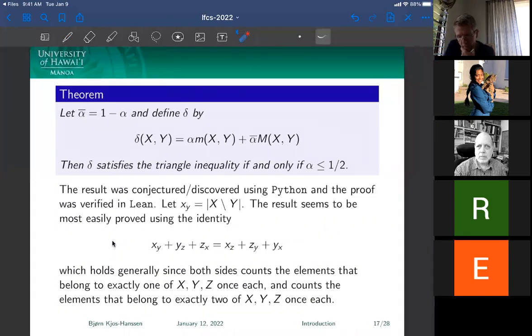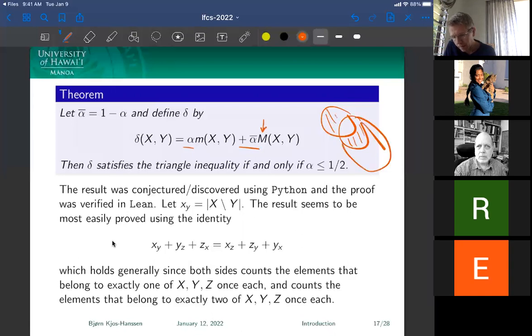And then one of the interesting things that was found along the way is that if we just look at this numerator here, where we just have the minimum of these two parts of the Venn diagram and the maximum, and we take some sort of convex combination of them, then we can characterize when that satisfies the triangle inequality. It is whenever we put more weight on the larger of the two. So this is the larger one.